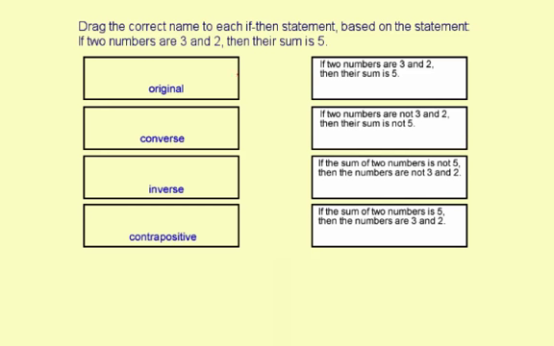Drag the correct name to each if-then statement based on the statement given. If two numbers are 3 and 2, then their sum is 5. So we have the original statement, the converse, the inverse, and the contrapositive.